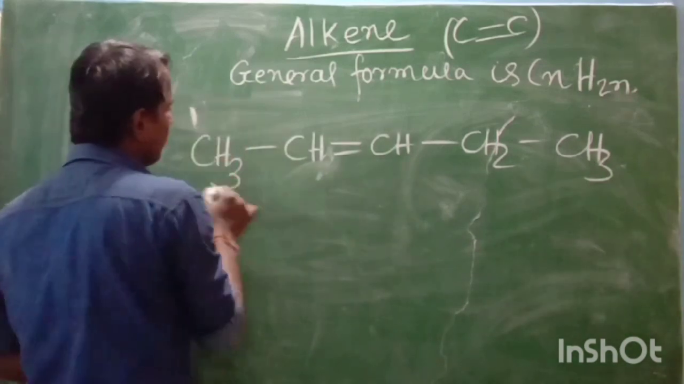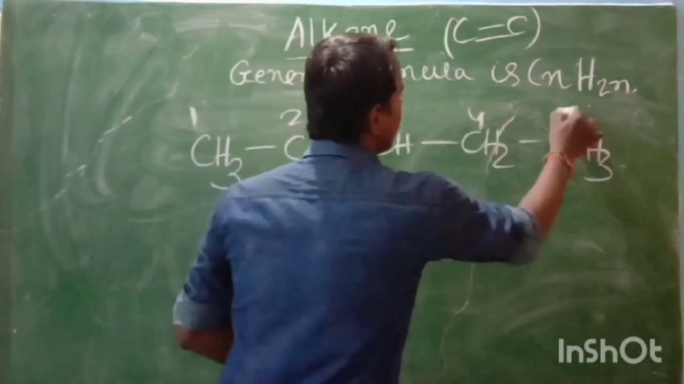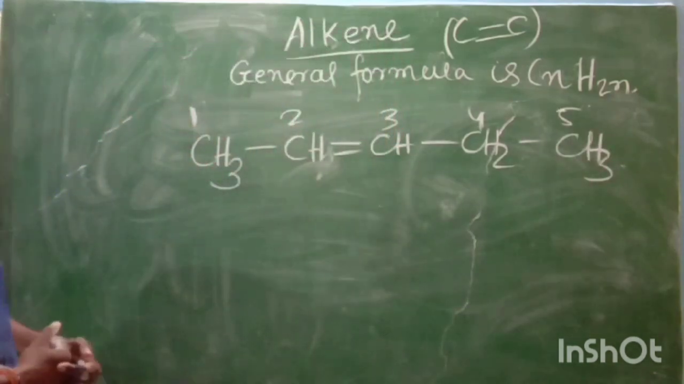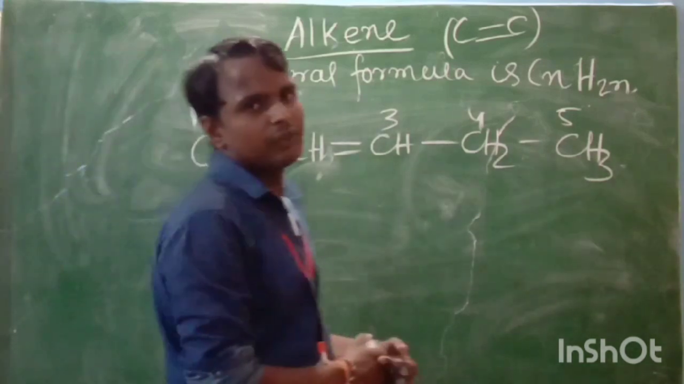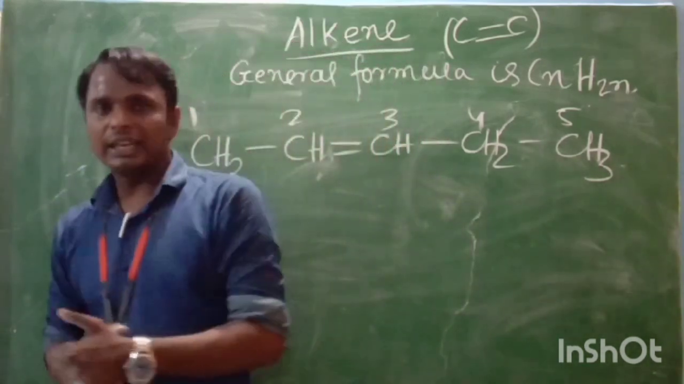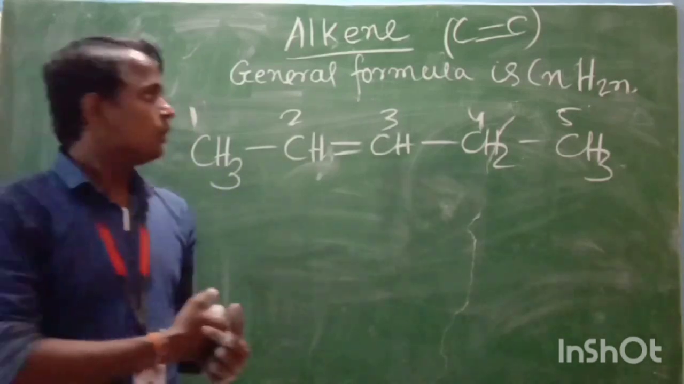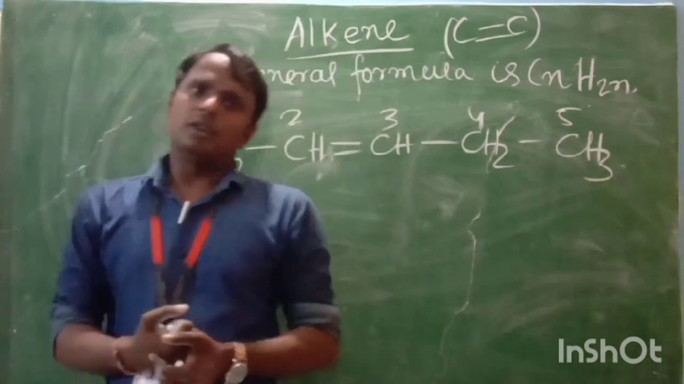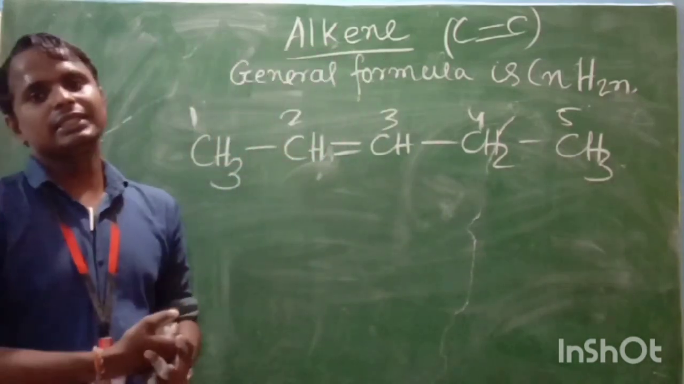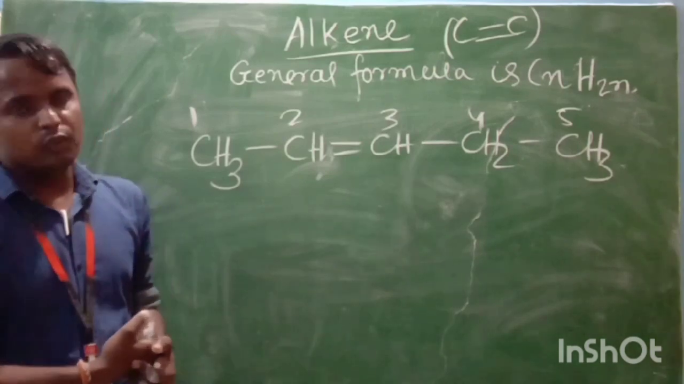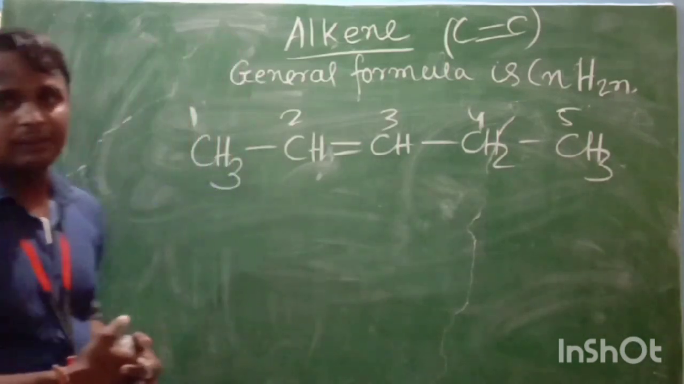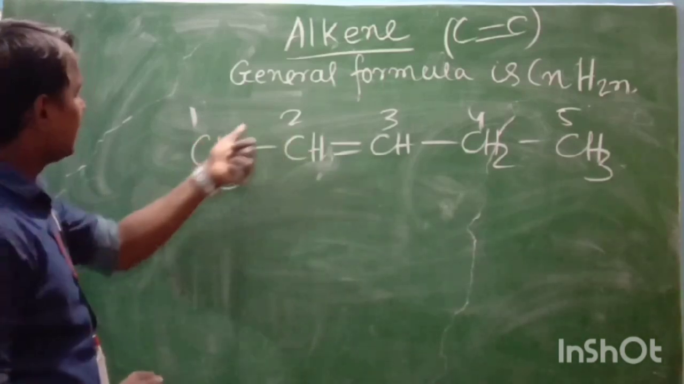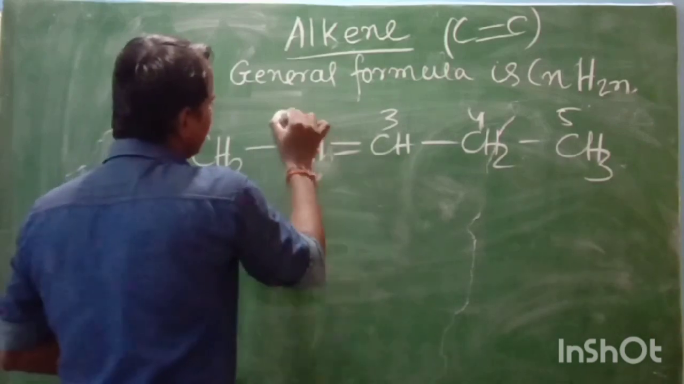Let's start from numbering 1, 2, 3, 4, 5. And we also know that the numbering should start from the side where the double bond comes first. Again I repeat, we write the numbering from the side where the double bond comes first. Here the double bond is in the second position on this side, so we write the numbering from this side.